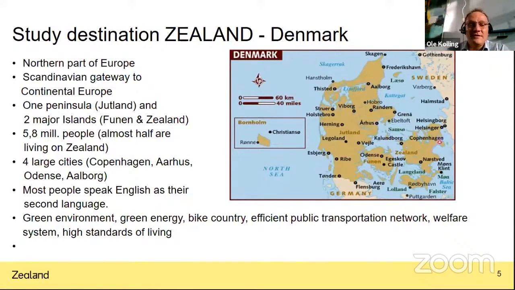We have 4 major cities in Denmark. Copenhagen is where we're located. And then on the peninsula, you have 2 major cities, Aarhus and Aalborg. And then on the island of Fyn, you have Odense.